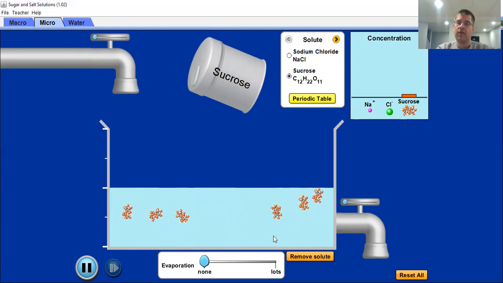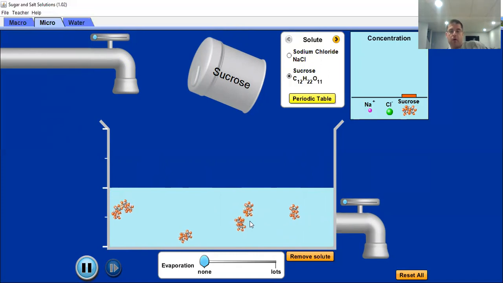So let me ask you this. If water's polar, which it is, it's negative on the one end and positive on the other end, what do you think sucrose is? Do you think it's positive on one end and negative on the other, polar, or do you think it's non-polar? The answer is, you better get this right, it is polar, because polar likes polar.